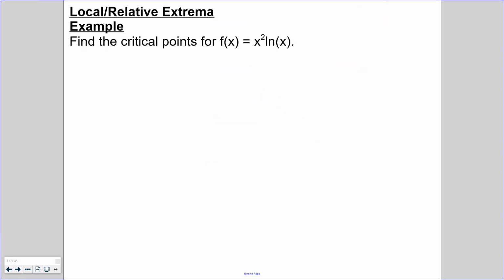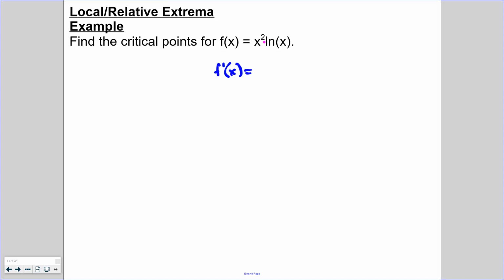Alright, next up. We want to find the critical points for f of x equals x squared times the natural log of x. Whew. Alright, here we go. So, we want to find the critical points, which, as we just talked about in the last slide, means we first need to take the derivative. But, unfortunately, product rule, x squared times the natural log of x. So when we take the derivative, we're going to have to use the product rule.